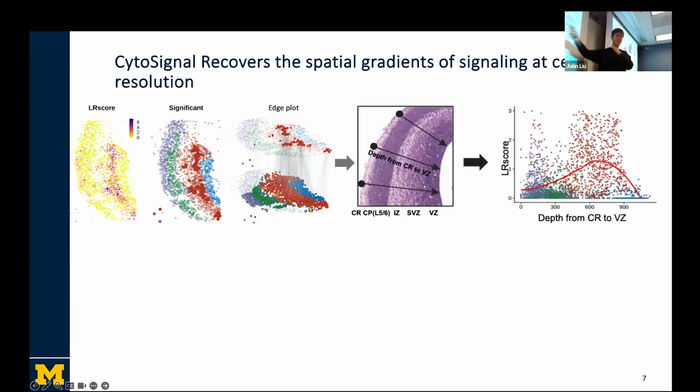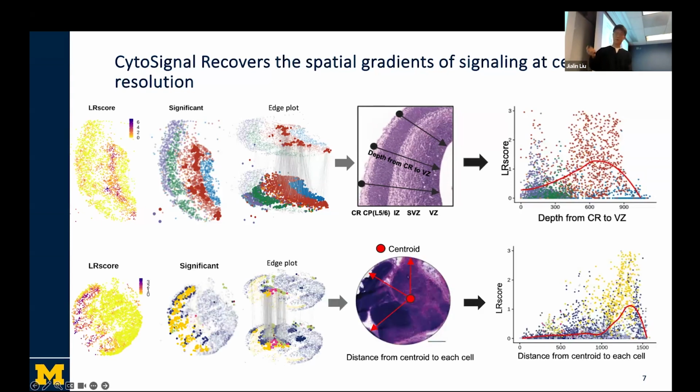And since we have the cellular resolution score, we were interested in finding potential spatial patterns. Because we're using this cortex system, we found something really interesting: if you plot the scores along the depth from the outermost layer to the inner layer of the cortex, you could see the signaling scores first increase and then drop, reaching their highest in the SVZ layer, which is very interesting in brain development.